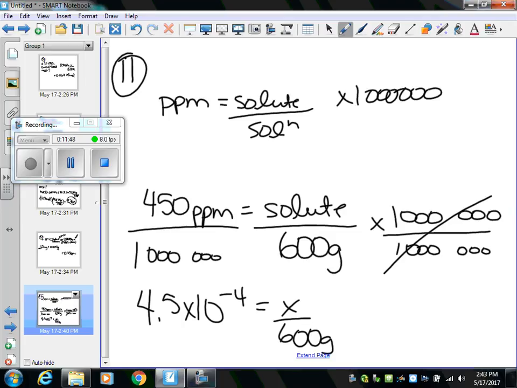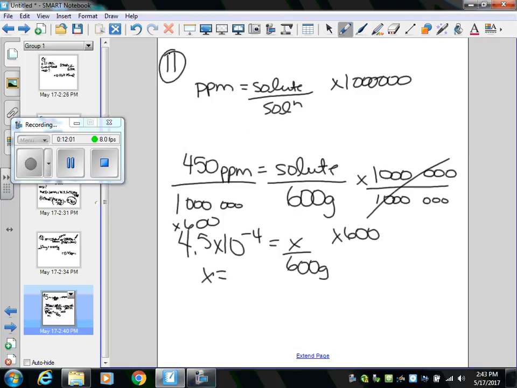Now what am I going to do? Multiply by 600. Multiply together. And I should get X equals 0.27, right? And my units are grams. That's my solute. You get 450 times 600 and divide by a million. It should be the same. We think. I just do it this way because I like to leave my fraction to the end. But it should be the same. I can't see why it would be different.